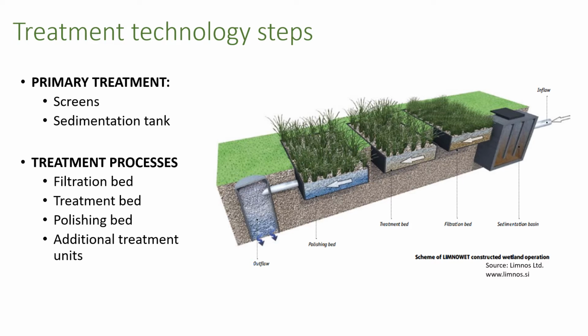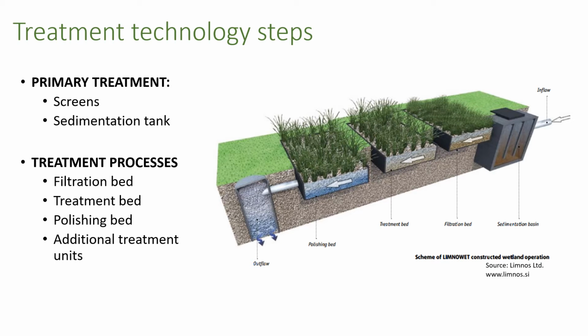Sedimentation tank consists of at least 2 or 3 chambers for sedimentation of suspended solids, sludge accumulation, and digestion. Pre-treated water then goes into the constructed wetland system that consists of several successive beds isolated with foil and filled with substrate. The water is treated to the required standards through the combination of physical, chemical, and biological processes by microorganisms and wetland plants. Each bed is designed with a specific role to filter, treat, or polish wastewater.